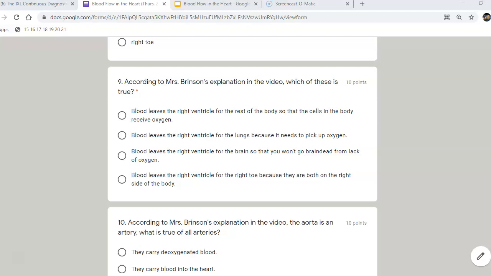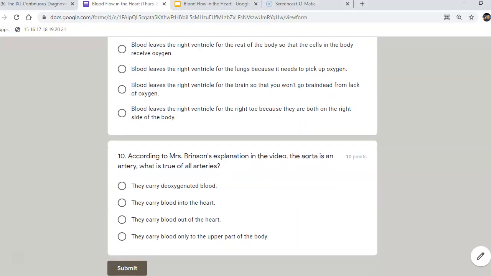Blood leaves the right ventricle for the brain so that you won't go brain dead from lack of oxygen. Well, this is deoxygenated blood, so we don't want blood leaving the right ventricle for the brain. Blood leaves the right ventricle for the right toe because they are both on the right side of the body. Yeah, that should make sense to you. So only one of them talks about the right ventricle in the right context. The blood leaving the right ventricle goes where, and why, is what we're looking for in that question.